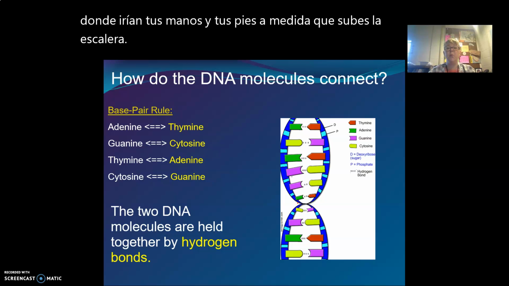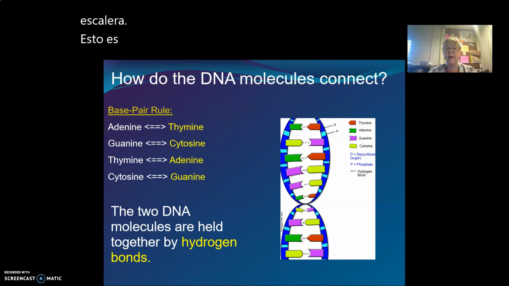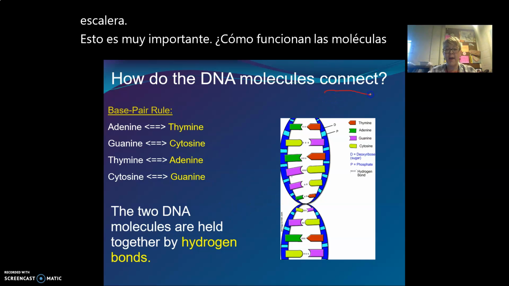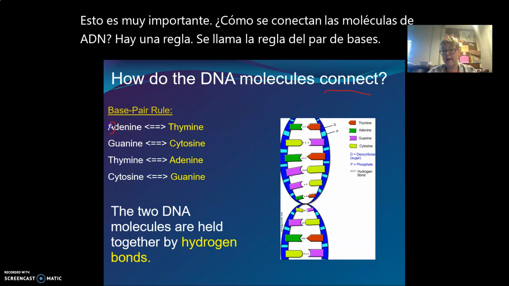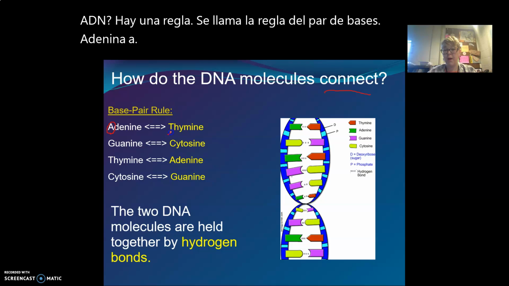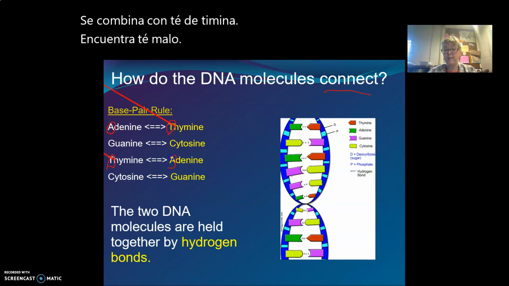This is very important. How do DNA molecules connect? There is a rule. It is called the base pair rule. Adenine, A, pairs with thymine, T. Thymine, T, pairs with adenine, A. Guanine, G, pairs with cytosine, C. Cytosine, C, pairs with guanine, G.